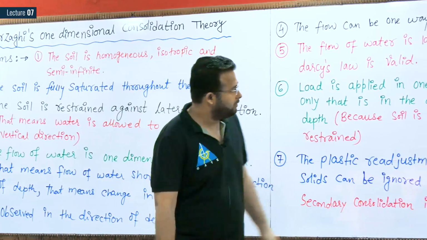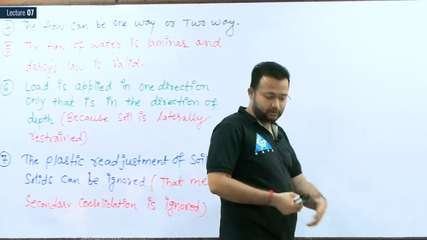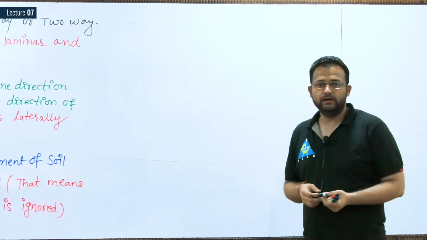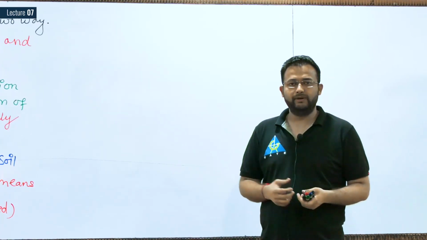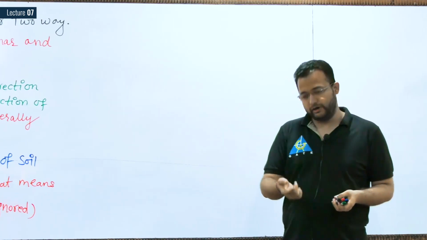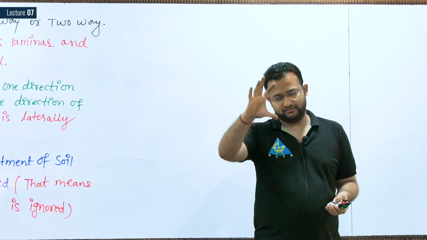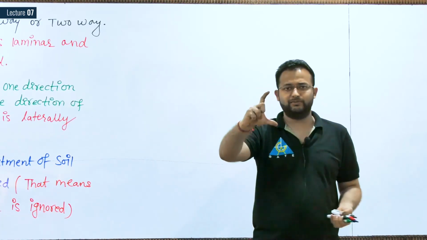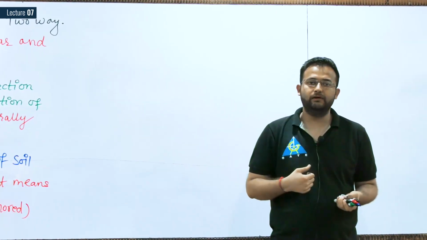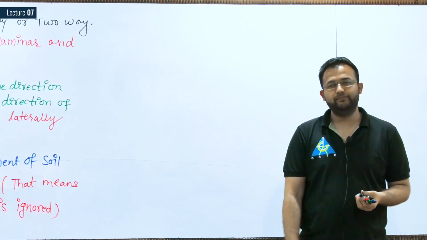First, let me explain the experimental setup. What is the experimental setup? We have one ring, which means one mold. That mold is open from the top and open from the bottom. That means I have one hollow cylinder, not very tall, this much height. So I have one small mold like a hollow ring, a hollow cylinder, which is open from the top and open from the bottom. Clear?